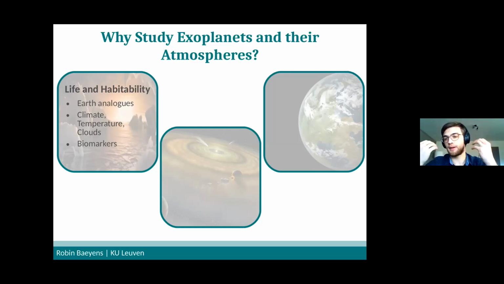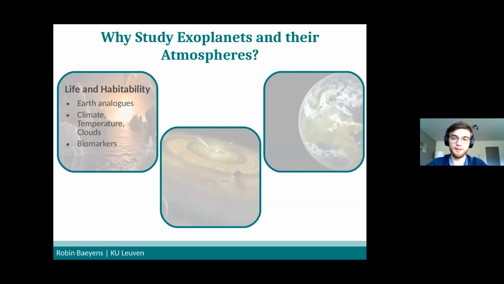The atmosphere impacts a lot of factors that could be important for life, such as the climate, temperature, and clouds, for example, to shield from radiation. It also allows us to search for biomarkers, which are gas species in the atmosphere that might hint at the presence of life on such a planet.